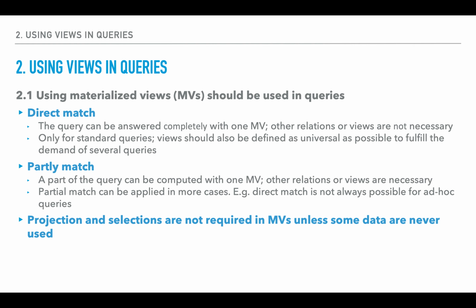This method is available in more cases because only parts of queries are calculated with MVs, and the non-matching parts of the queries can or must access raw data. To reduce the number of views, they should be designed as universal as possible to fulfill the demand of several queries. Projection and selection are not required unless some data are never used, because they don't decrease the cost of querying.